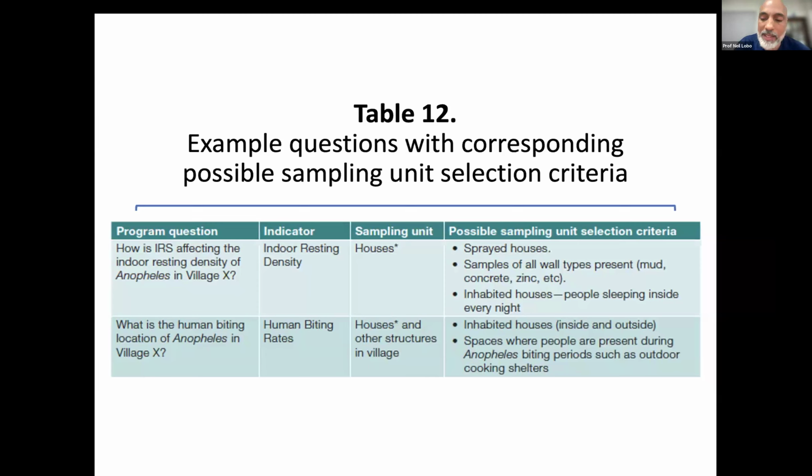For example, in Zambia, we used outdoor cooking shelters where we found a lot of biting was happening. In Cambodia, we used the forest fringe where a lot of the people were hanging out, or in the forest when they were spending the night. So your sampling unit depends on your question. Oh, I forgot about all these animations. So you can imagine what I'm trying to say while I move through these animations.